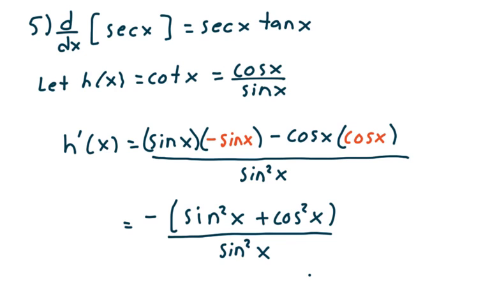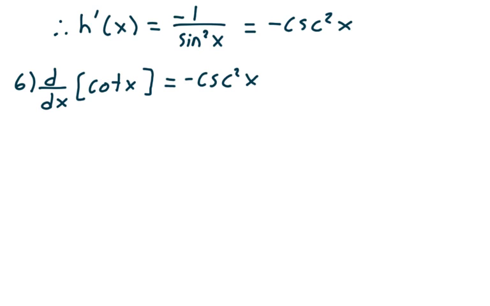I factored out a negative and got the opposite of sine squared x plus cosine squared x divided by sine squared x. And so that says h prime of x is equal to negative 1 over sine squared x. And that's equal to negative cosecant squared x. And that leads us to rule number 6. Rule number 6 says the derivative of cotangent x with respect to x is negative cosecant squared x. And I would encourage you guys to write these derivative rules on flashcards to help you remember.